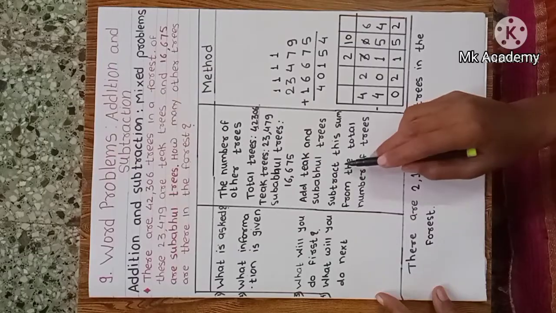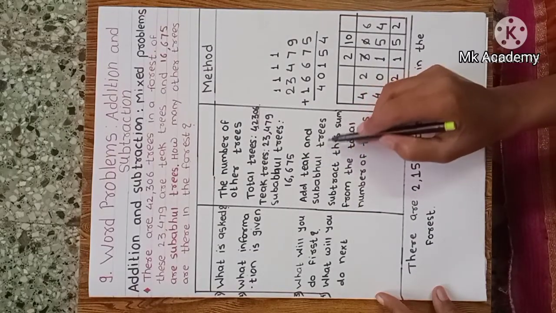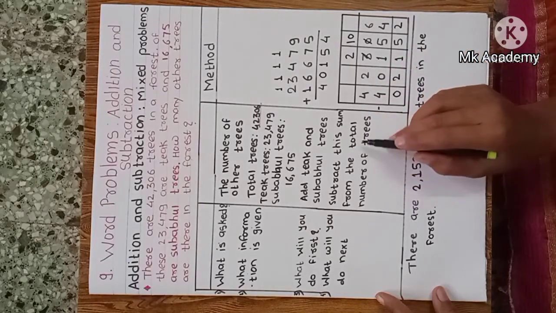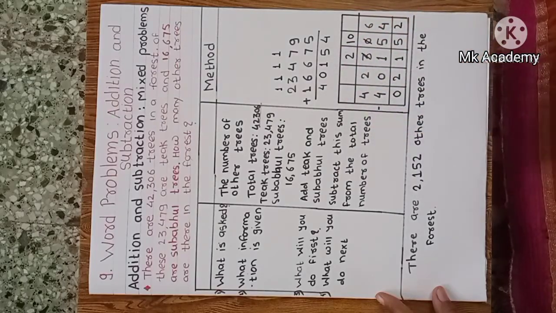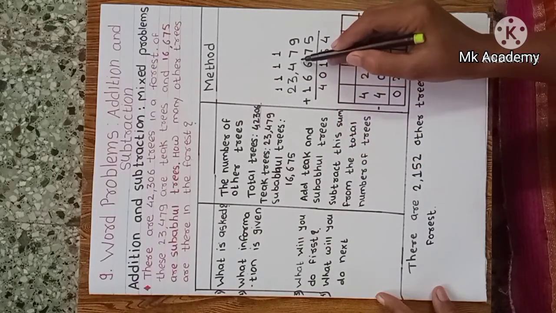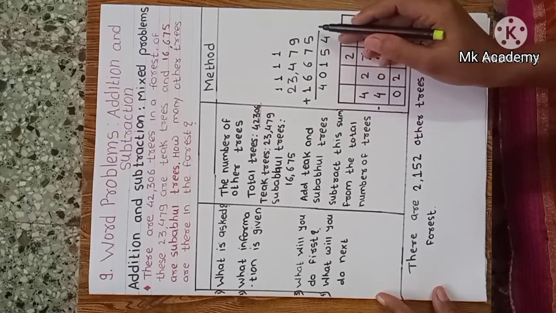Then fourth step, what will you do next? After this, we have to subtract this sum, the sum of teak trees and subabul trees, from the total number of trees. Now first we add 23,479 plus 16,675.